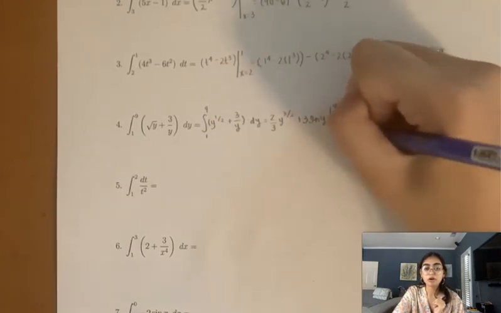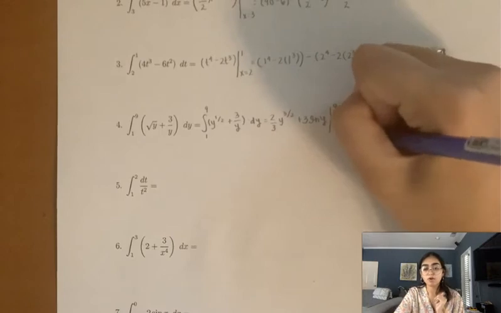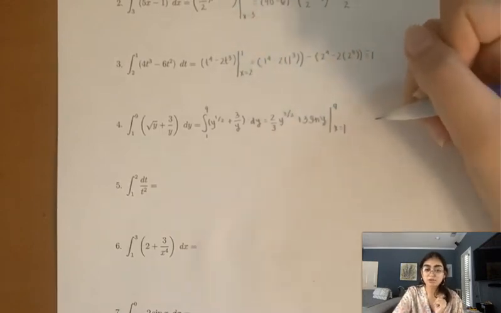However, for square roots or like 1 over y squared or something like that, you do want to go ahead and change that into a variable to the something power just to make it easier on yourself. So as you can see, we did that for square root of y. We changed that to y to the 1/2 power. And then we take the antiderivative of that.